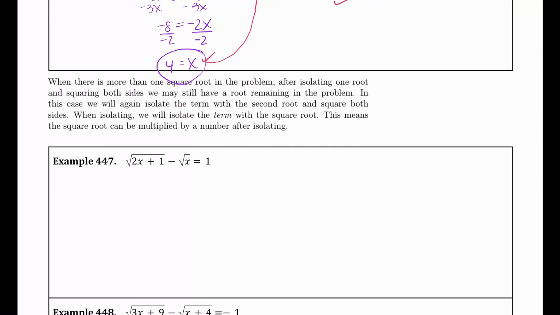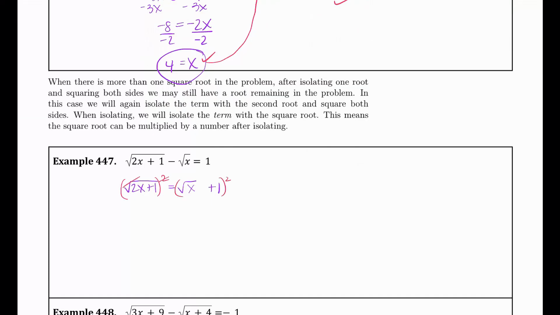Okay, sometimes though, when we have two square roots in our equation, we can't get rid of them both by squaring both sides the first time. So let's see what happens on example 447. Same thing like the last one, I'm going to move this to the right side. So I get the square root of 2x plus 1 equals the square root of x plus 1. I can't combine those two things because they're not like terms, so I write it just like that. So I'm going to square this side, square this side.